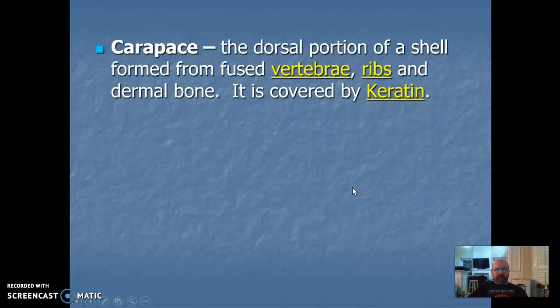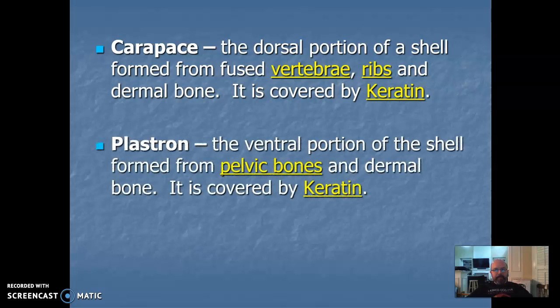The carapace is the dorsal portion of the shell, formed from vertebrae, ribs, and what's called dermal bone. If you look at it, you'll see little plate-like structures that kind of make up the exterior surface. Those are dermal bones. And the whole thing is covered by keratin. It has kind of a greenish brown look to it, and that is that keratin, which again is the same thing that we find. It's a component in our hair and fingernails.